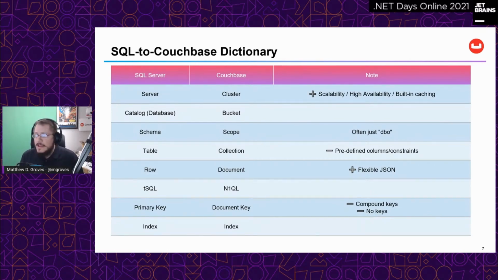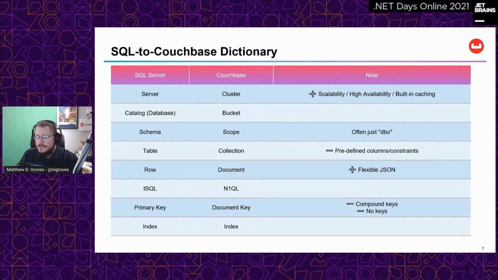The next row down, in SQL Server, they have things called catalogs. Usually people refer to these as databases, though. And in Couchbase, a similar concept called a bucket. And I know that's an overloaded term because Amazon also has something called a bucket, but this is a different bucket, a Couchbase bucket.